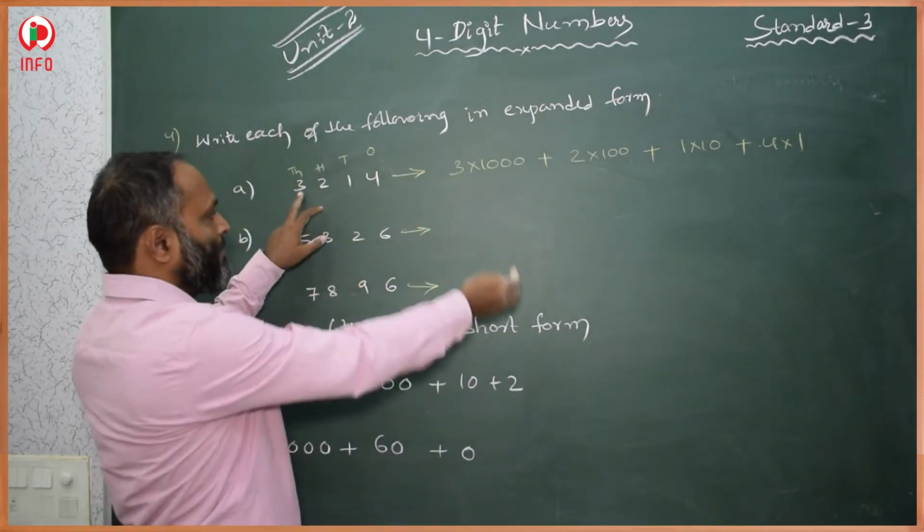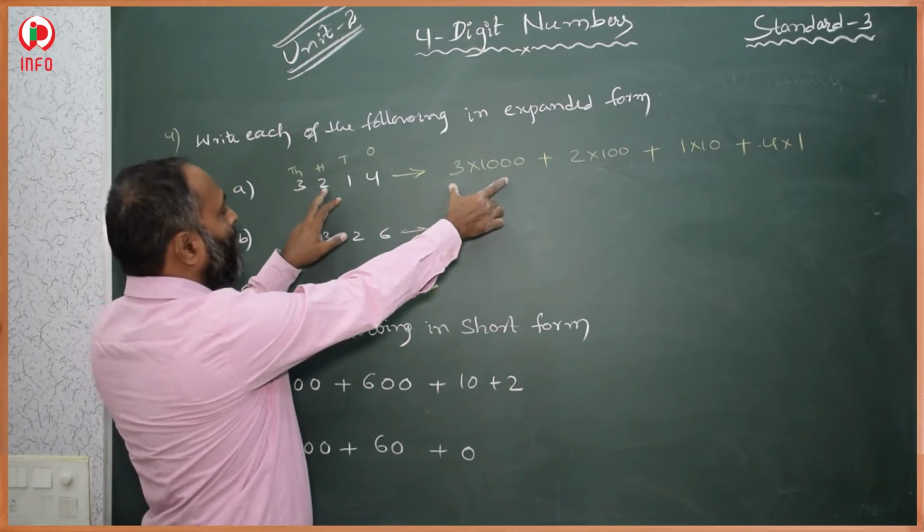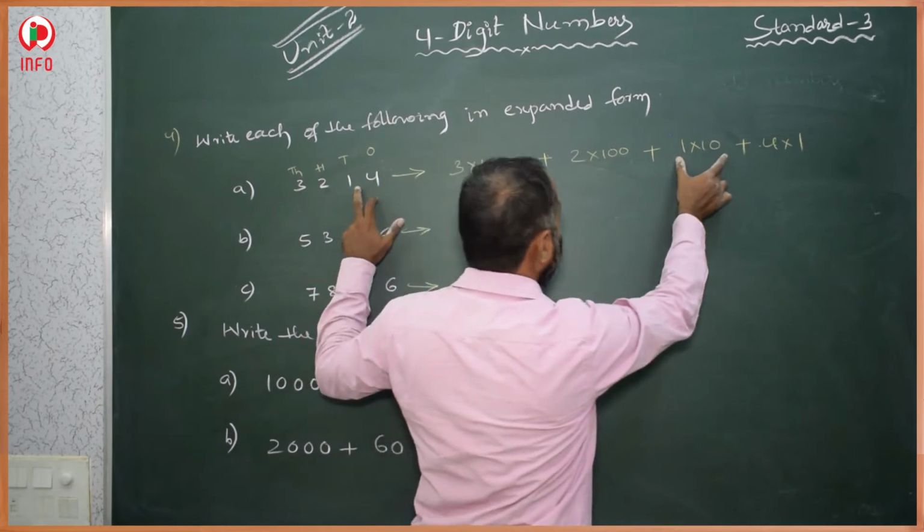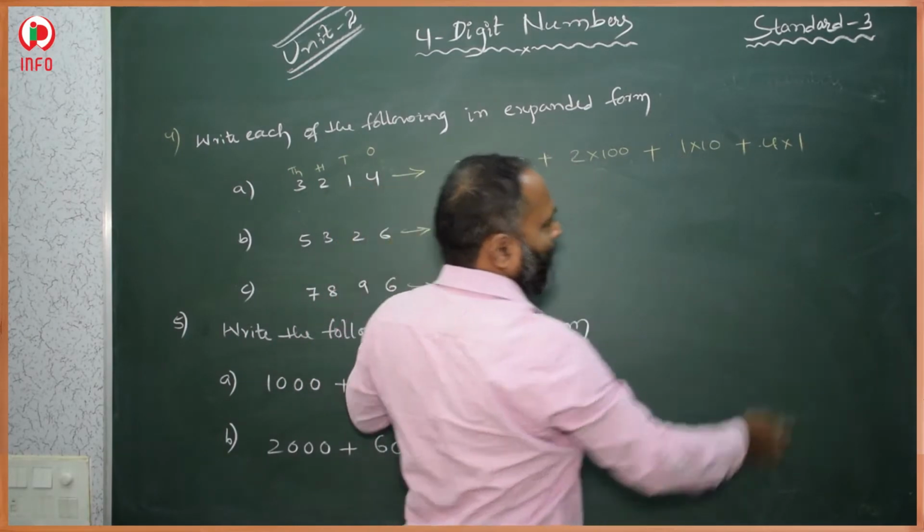3 is in thousands place, 3 into 1000. 2 is in hundreds place, 2 into 100. 1 is in tens place, 1 into 10. 4 in ones place, 4 into 1.